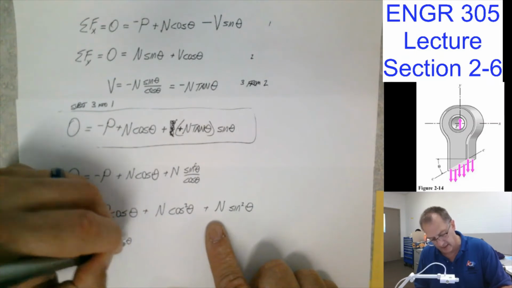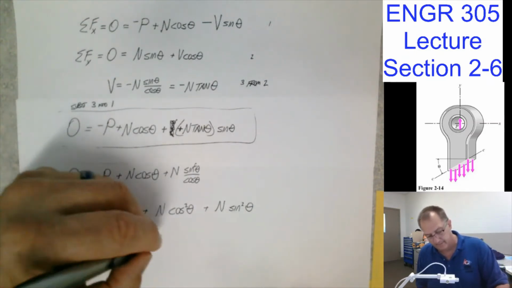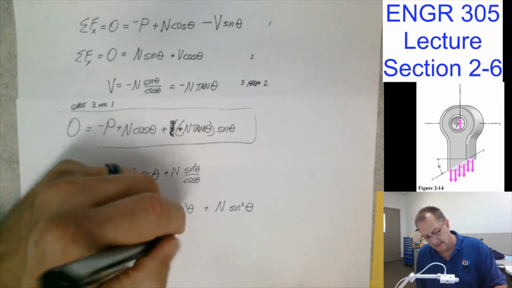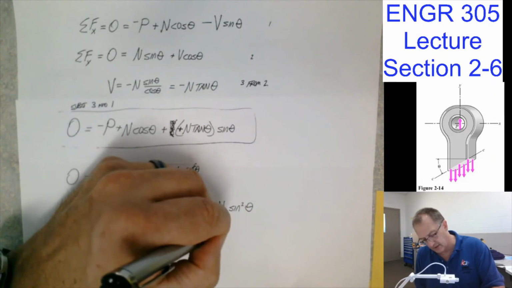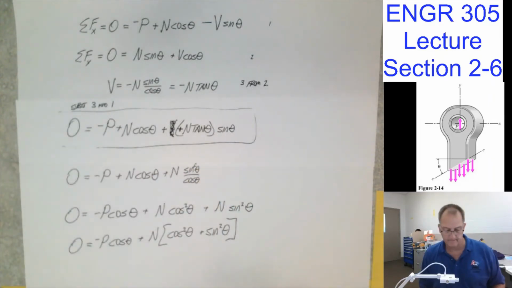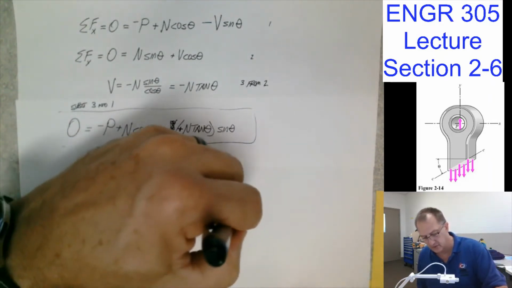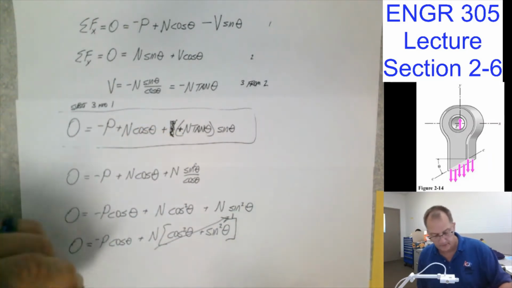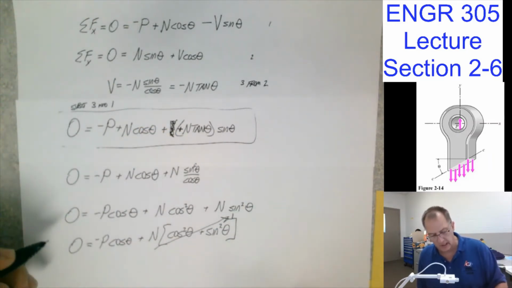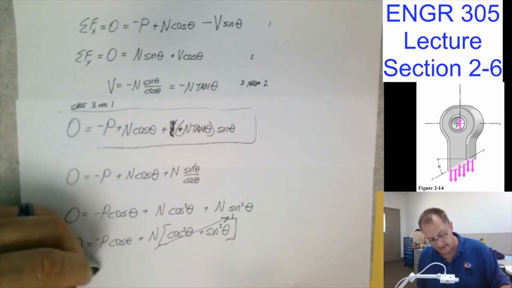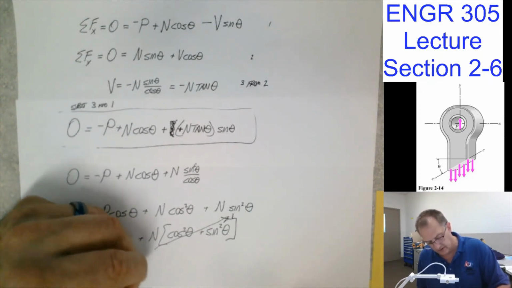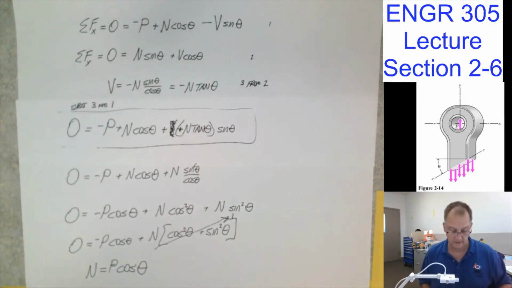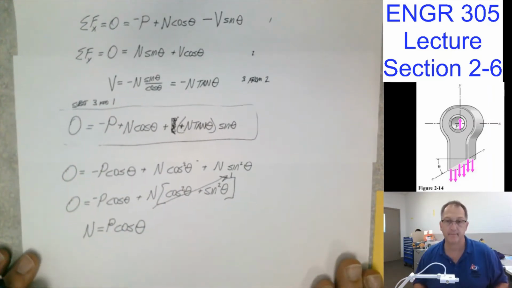Minus P cosine theta, did I drop a negative? I did. Plus N times cosine squared theta plus sine squared theta. Yep. That goes away. That's equal to 1. So now something goes across, and I can say that N is equal to, sorry, the P goes across, P cosine theta. I was going to put a negative on there. Good thing I'm not in pen. Oh, wait, I am.